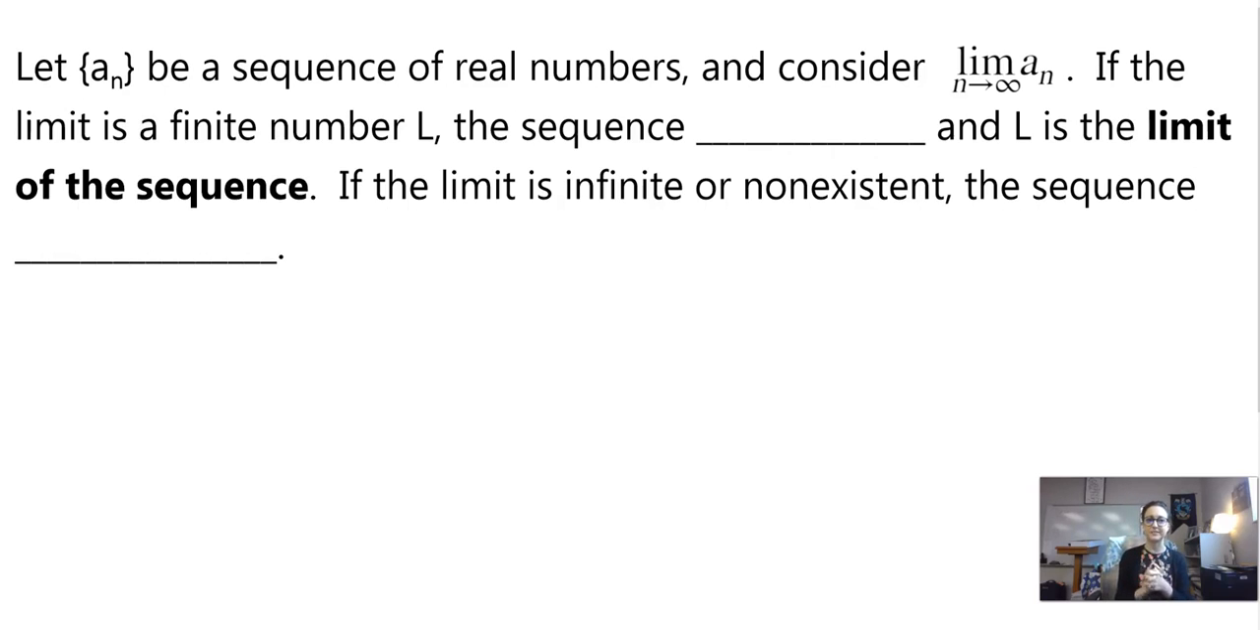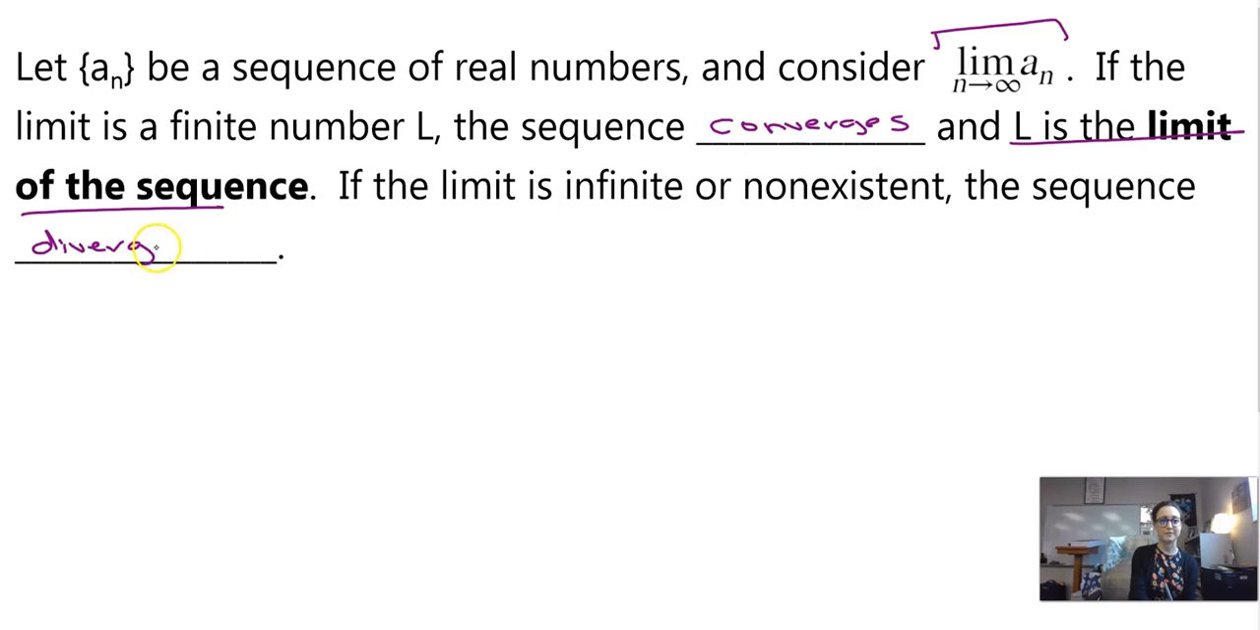Let's say a sub n is some sequence of real numbers. What we're going to do is consider the limit as n approaches infinity. That's why I had you do that Bobo button warm-up in the beginning. So if your limit is a finite number, let's call it L, then the sequence is said to converge, and we call L the limit of the sequence. Now, if your limit is infinite or non-existent, then the sequence is said to diverge. Okay, so I'm going to give you some examples.